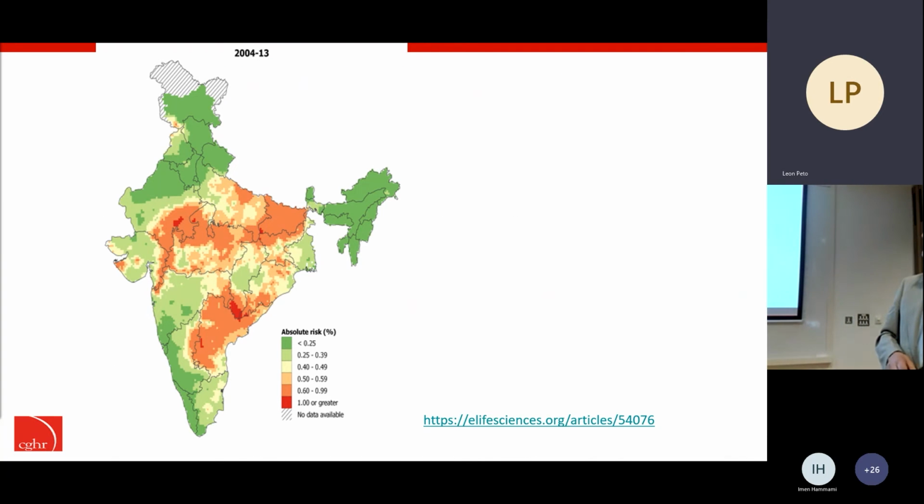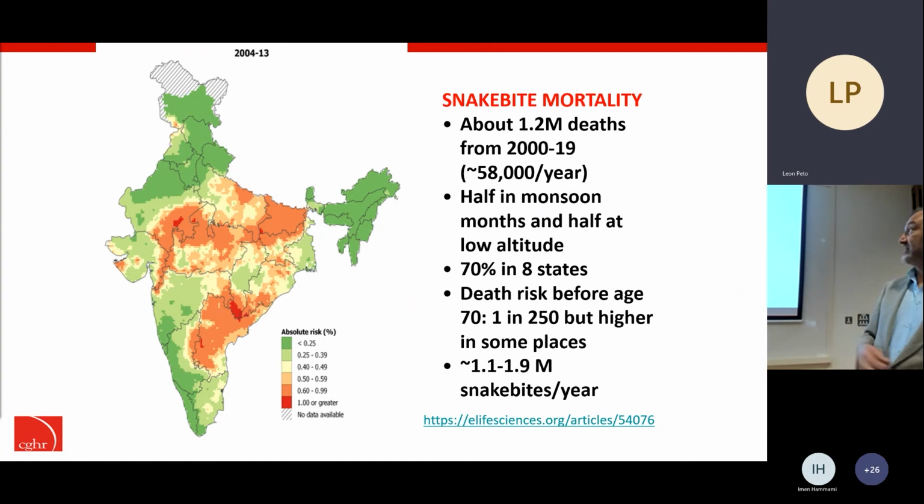This is a distribution of a disease in different parts of India, showing an absolute risk of dying before age 70 from as low as 0.25 all the way to 1%. Anybody want to hazard what the disease is? Okay, unfair question, so I'll give you the answer. Snakebites. Snakebite mortality is surprisingly common in India, about 58,000 deaths a year.